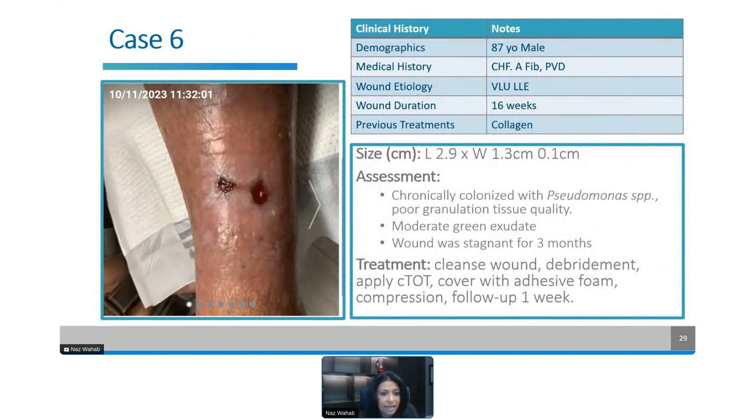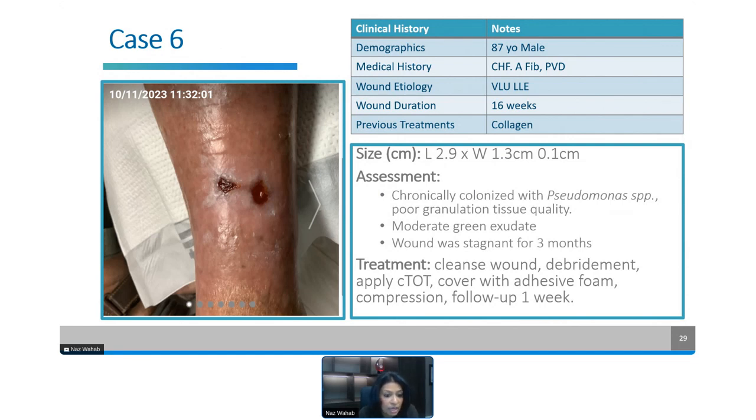And here's our last case, an 87-year-old male with congestive heart failure and peripheral vascular disease. He had a venous leg ulceration. Although this wound does not appear to be significant, it had been going on for over 3 months. It had been stagnant, and it was constantly giving us green drainage. It was chronically colonized with Pseudomonas. The granulation tissue quality was very poor.